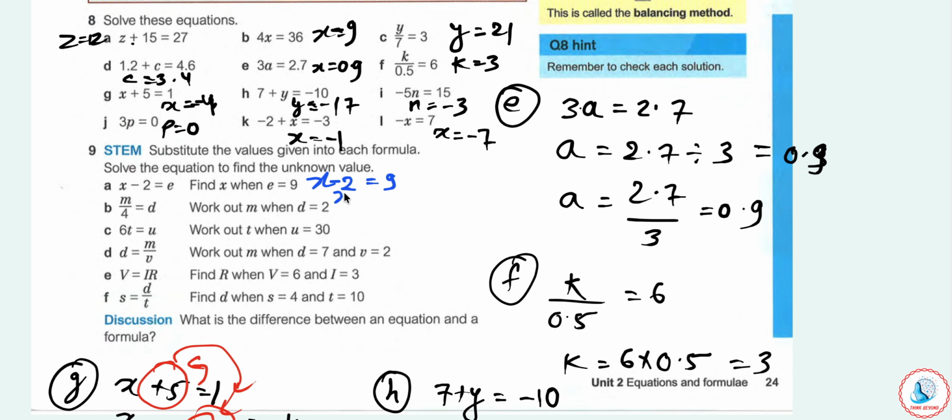So it will move here. So x is equals to 9 plus 2, right? 9 plus 2 is 11. So the value of x is 11.